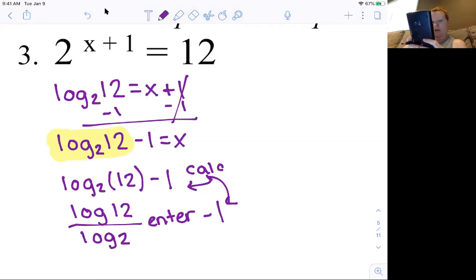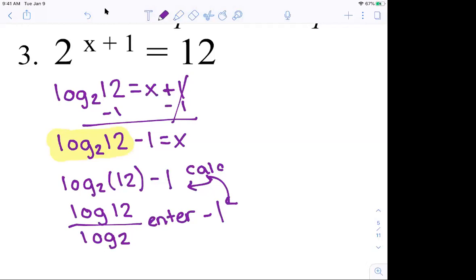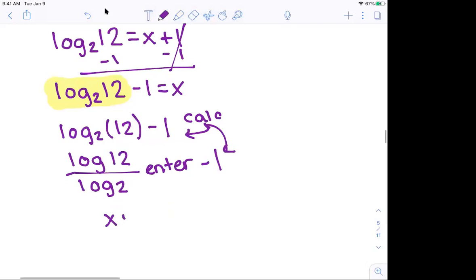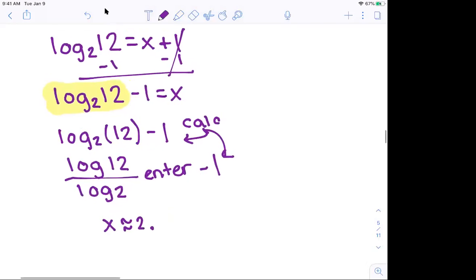So I've got log base 12 divided by log base 2, enter, and then I'm going to subtract 1. Notice how I did that in 2 different steps. I'm not sure if it shows you this on your screen, my calculator, or not when I'm recording, because this is new for me to try to do, but we can talk about it in class as well. So x is about 2.58.